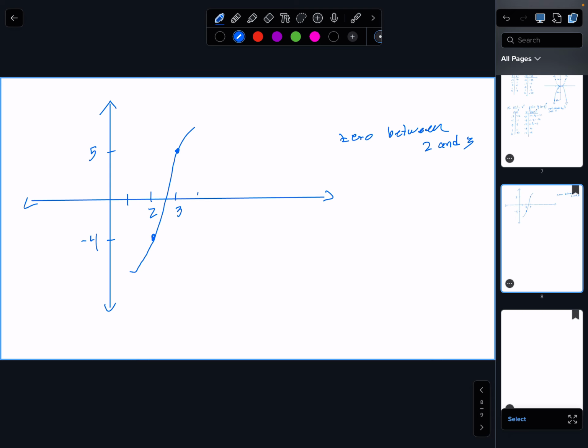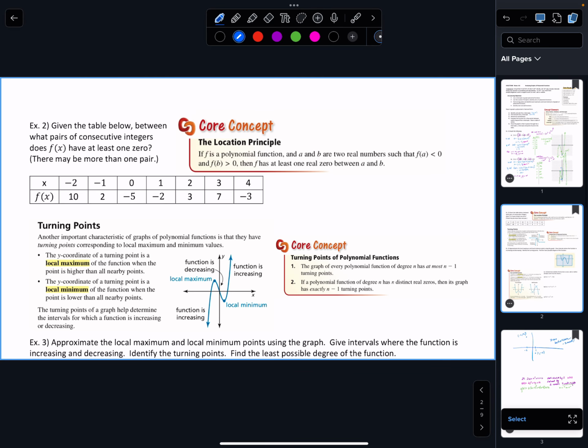And so say you've got 4. At 5, it's back at 5. And at 6, it's at negative 2. So it's a polynomial, it's continuous. Because at 5 it's a positive 5, and at 6 it's a negative 2, there's also a 0 between 5 and 6. It's a smooth, continuous function. You can't pick up your pencil. You have to cross the x-axis if the y values change in sign. That is the location principle, and that's what they're talking about on the back side.